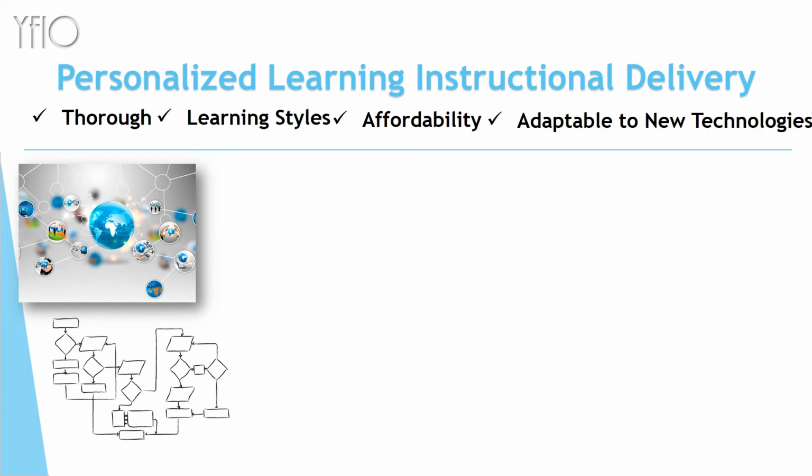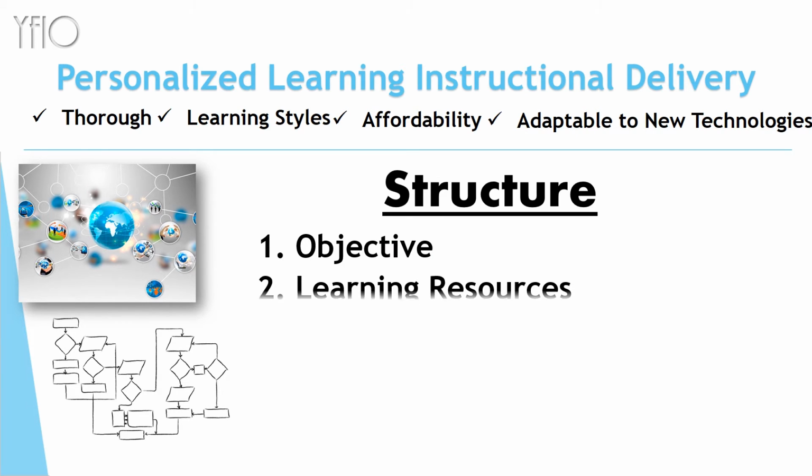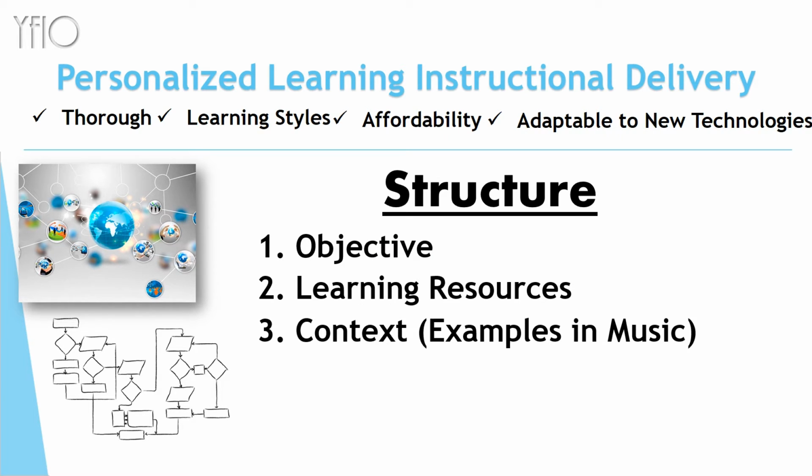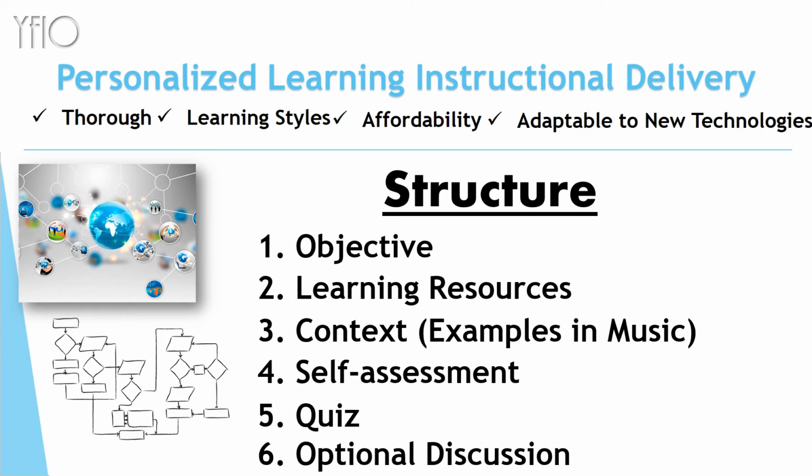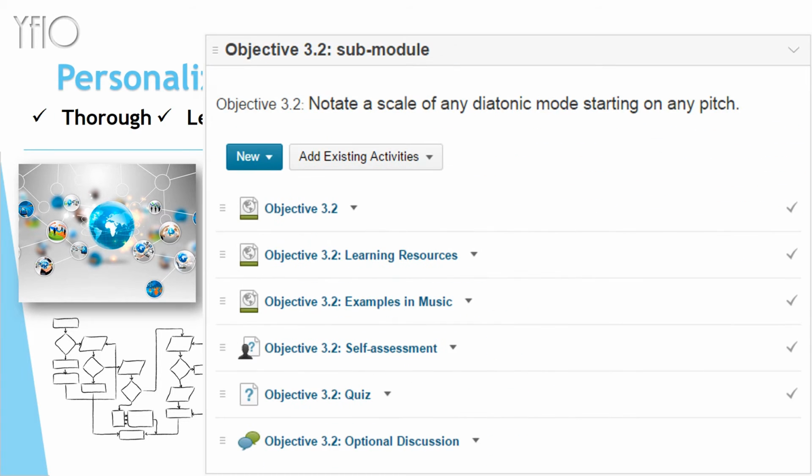Our text-neutral approach uses a consistent structure for each concept. 1. Objective. 2. Learning resources. 3. Context, which we call examples in music. 4. Self-assessment. 5. Quiz. 6. Optional discussion. This is what every submodule looks like per objective set up in SPC's My Courses.